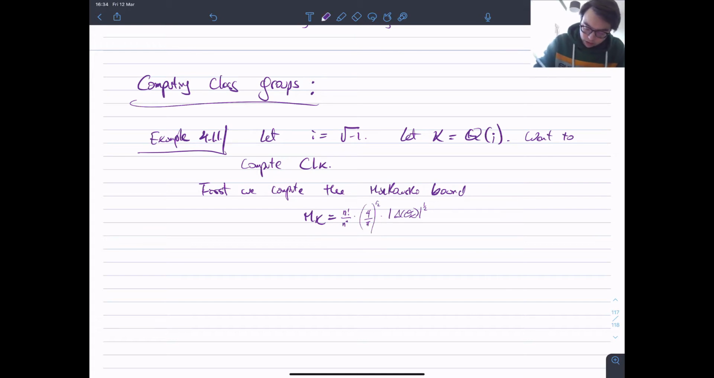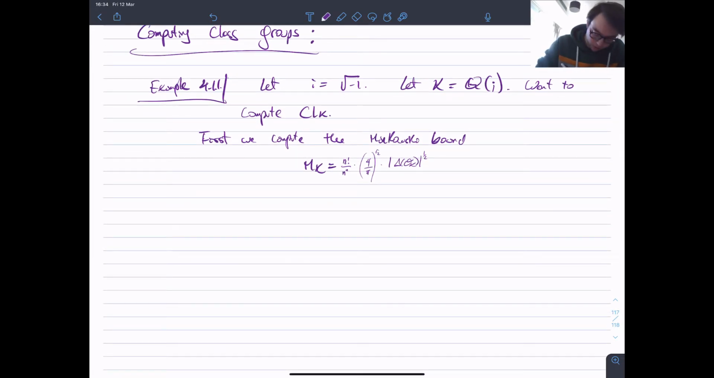Remember, n is the degree of the field, r2 is the number of complex conjugate pairs of embeddings, and this is the square root of the discriminant. So I need to figure out all of these things. Here, this is a degree 2 field. The degree of K over Q, this is imaginary quadratic, so this is 2, which is by definition what n is. So n equals 2.